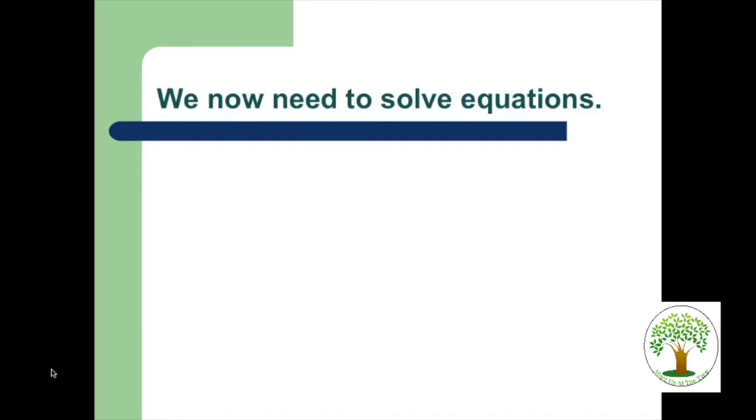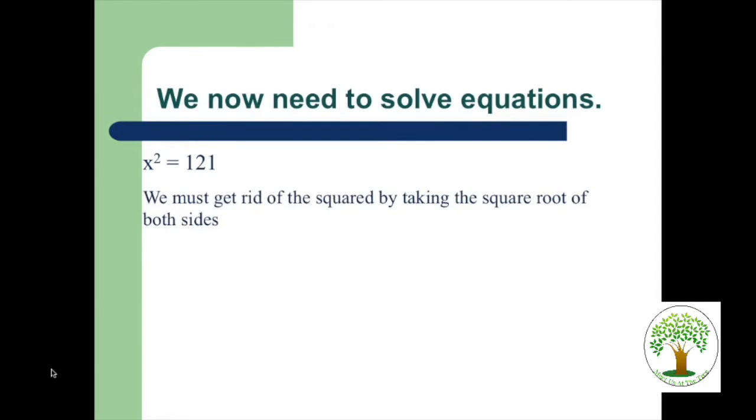All right. Now we're going to solve equations. You have been solving equations for a while, but now we're going to do radicals. We might have even done some of this. If you have x squared equals 21, how do I get the squared off of this x? Take the square root of both sides. We must get rid of the squared by taking the square root of both sides.